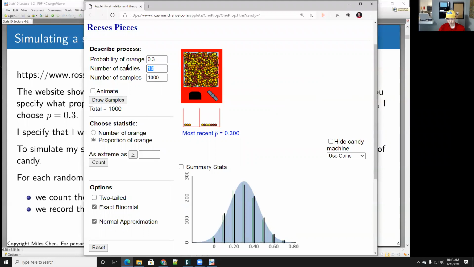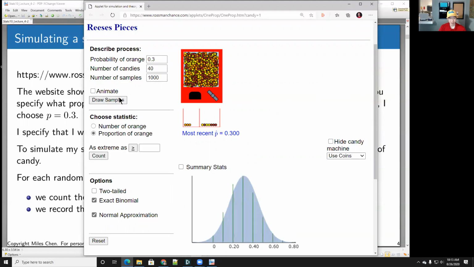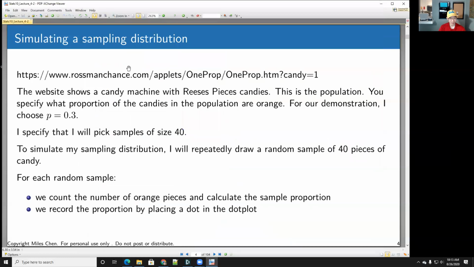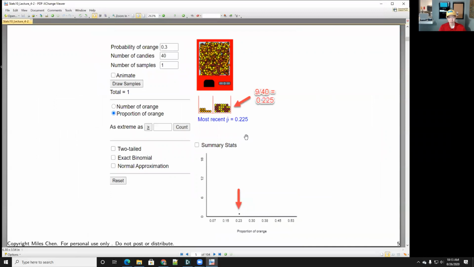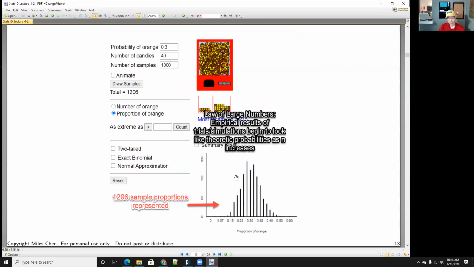Anyway, this is a little app. It's linked in the notes, and you can play around with it if you want. I've also put some pictures in here, showing how the sampling distribution is getting built up. So the first time I ran it, I got 9 out of 40, which is 0.225, and I put a dot right there. And as we did more and more simulations, the empirical distribution starts to look more like the theoretic.